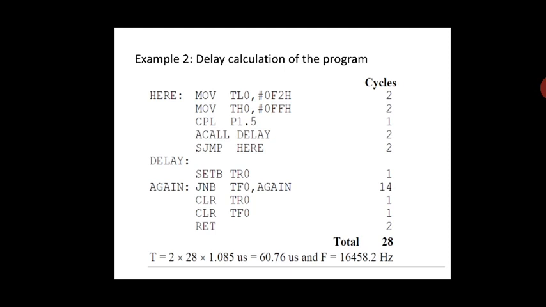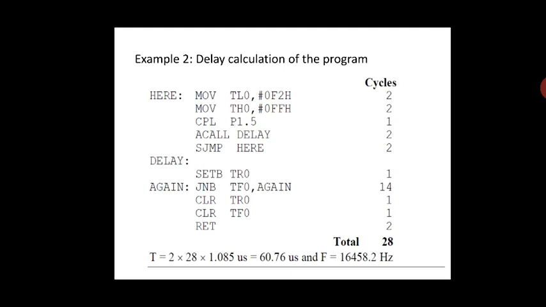These are the programs we have taken. The very first instruction, the lower byte of the timer, will be loaded with the immediate value. Second instruction, the higher byte will be loaded with the immediate data. Then the port bit is complemented, meaning ones and zeros, and the delay will be called, and SJMP here means it will keep on looping. Now if you want to calculate the total time duration of the program, on the right side I have mentioned the cycles, and in previous classes I gave the appendix in which these cycles are given by the manufacturer for a particular instruction.